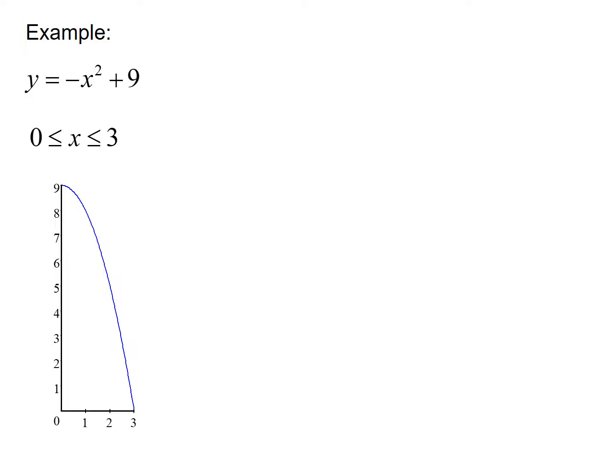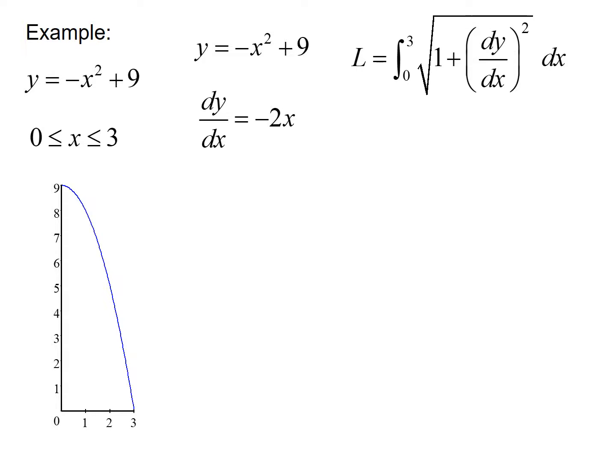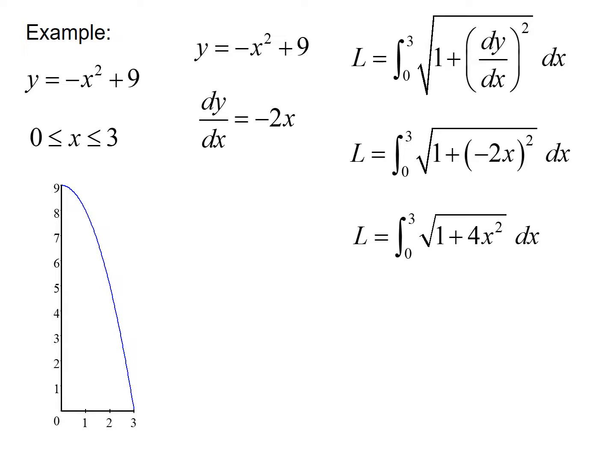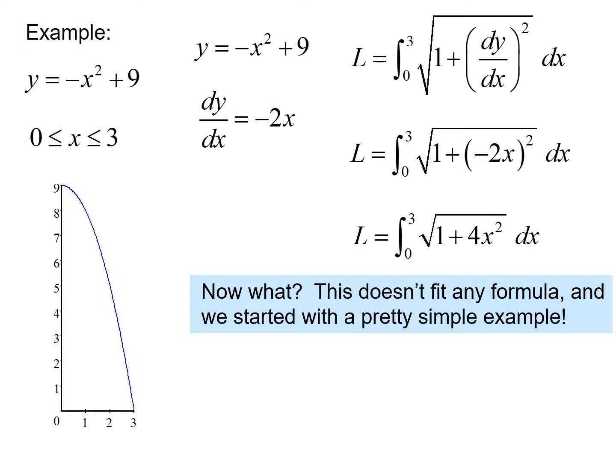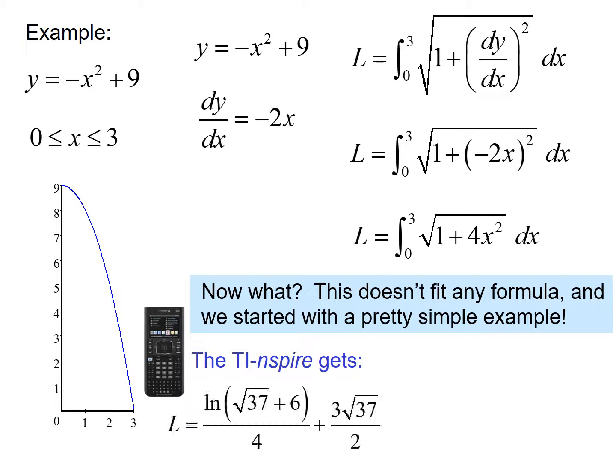All right, so let's say we have y equals negative x squared plus 9, x goes from 0 to 3. We want to find the length of this curve. So we need to find the derivative of y with respect to x, that's negative 2x. The length is the integral from 0 to 3 of the square root of 1 plus (dy/dx) squared dx. So replace dy/dx with negative 2x. We get this integral of root 1 plus 4x squared dx. Turns out this isn't anything that we know how to integrate by hand, so we're going to go ahead and use the calculator. We get an answer which comes out as a decimal approximation of 9.747.